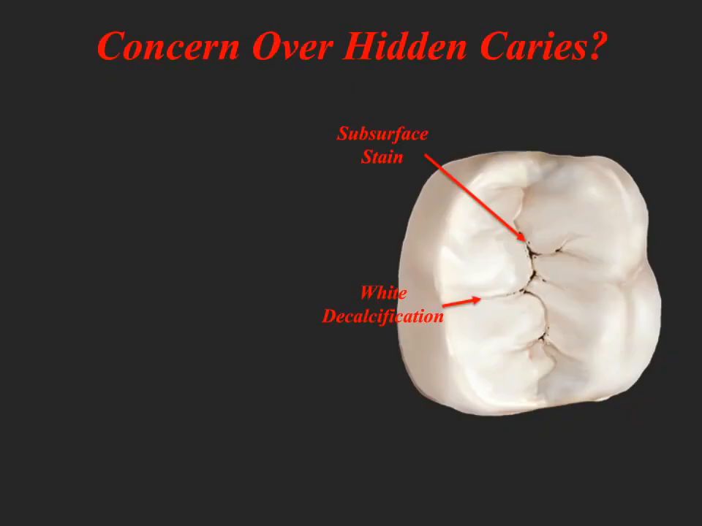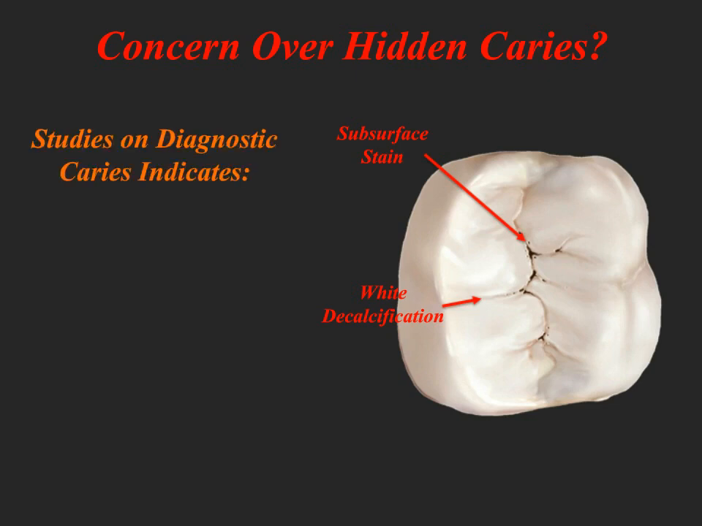So in looking at this diagram of an occlusal surface, we can see subsurface stain, we can see white hypocalcification or decalcification. These are areas that should be thought of as potential pit and fissure situations that need to be treated due to hidden caries.